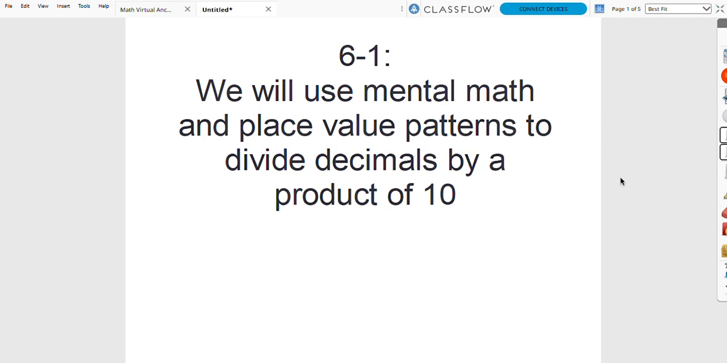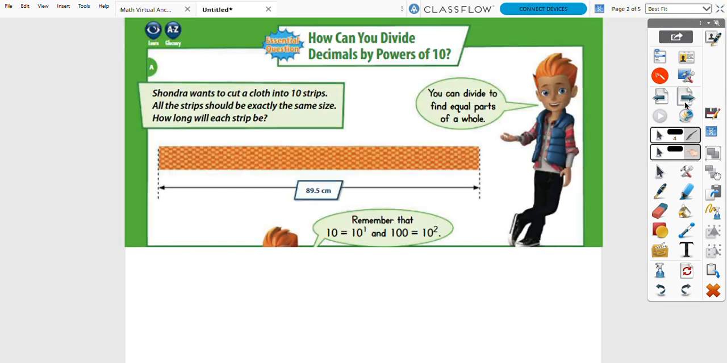This lesson, like last topic, focuses first on understanding place value patterns to help you estimate, but really do the division without having to roll up your sleeves and go through an algorithm. So we're going to be using mental math and place value patterns to divide decimals by powers of 10. Here's our guiding question: How can you divide decimals by powers of 10?